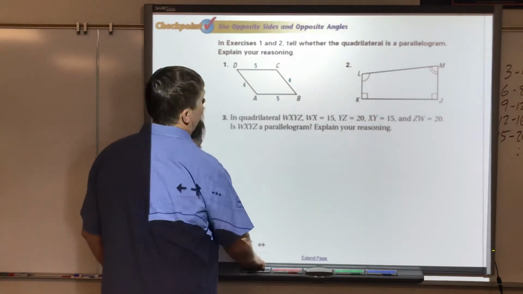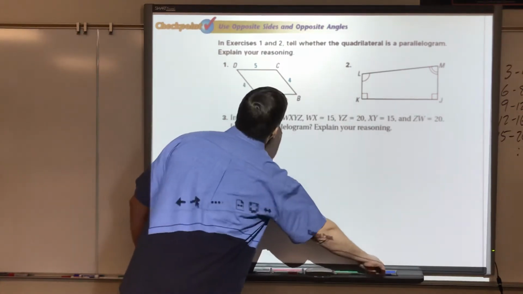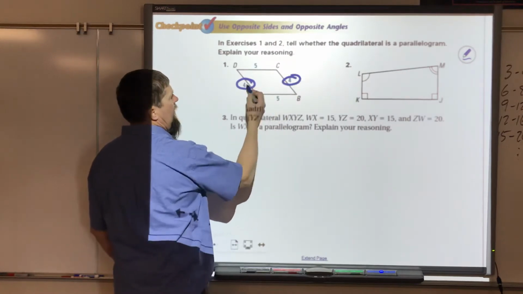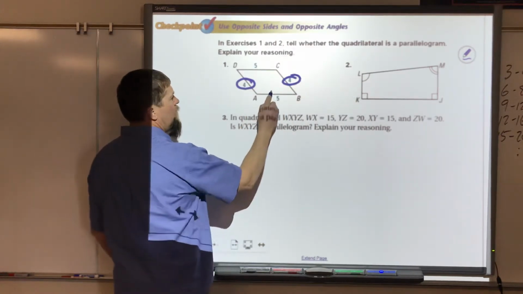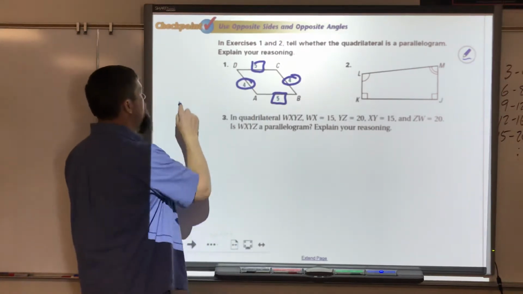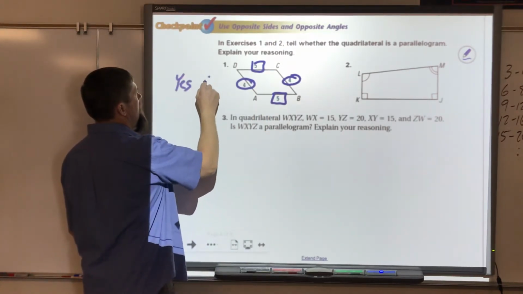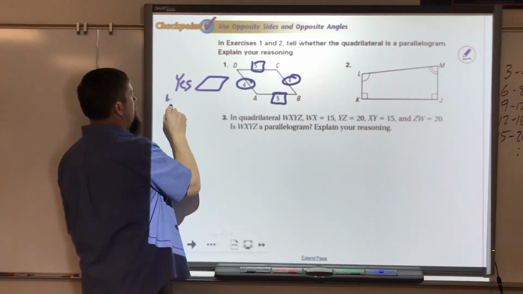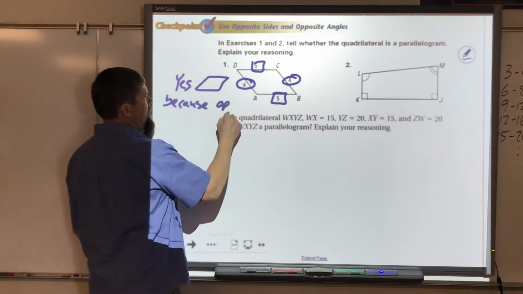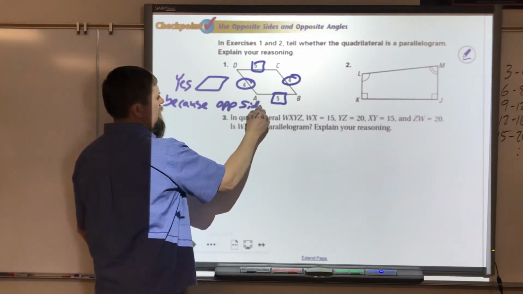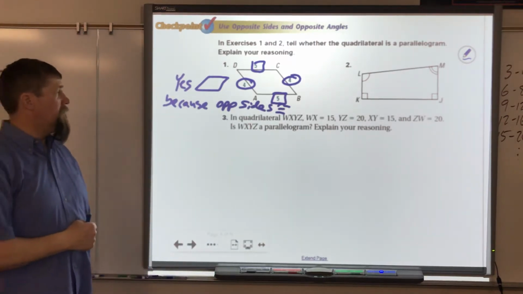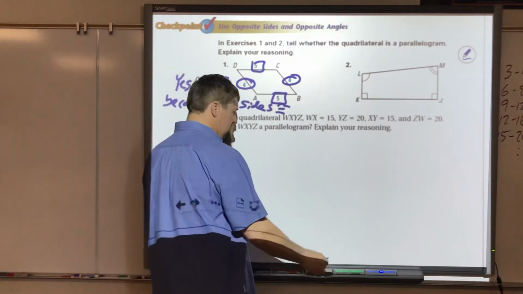It says tell whether they are parallelograms. We have 4 and 4. They are opposite sides and they are congruent. We have 5 and 5. They are opposite sides and congruent. So yes, it's a parallelogram because opposite sides are congruent.